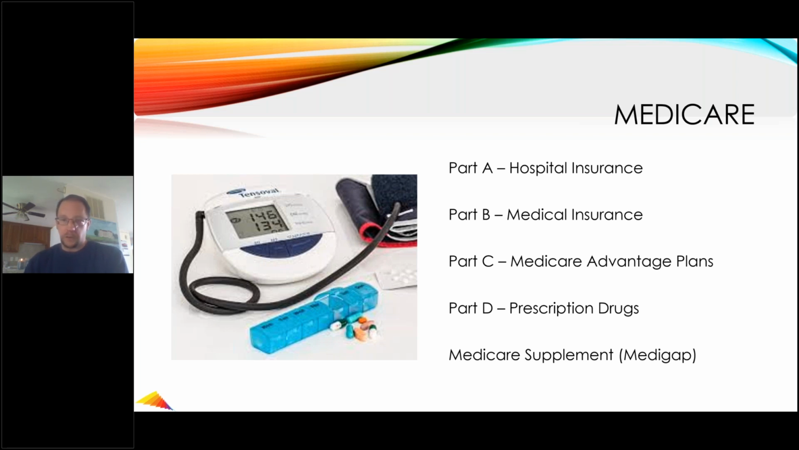Part C is going to be Medicare Advantage plans, which I'll give an overview on. Part D is prescription drugs, which is easy to remember because D for drugs. And then we have the Medicare supplement or Medigap policies, which will have additional letters.